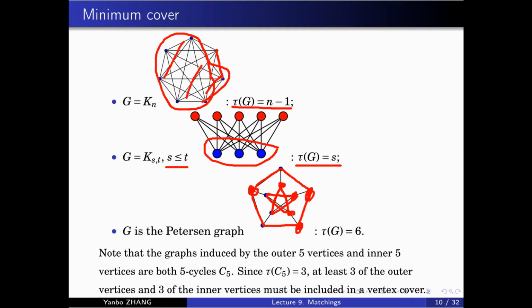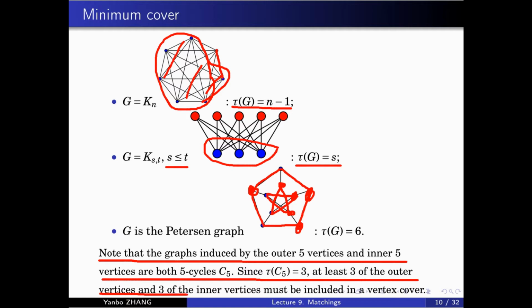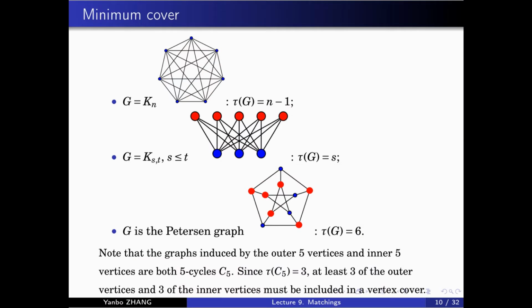Let me read this note again. Note that the graphs induced by the outer 5 vertices and inner 5 vertices are both 5-cycles C5. Since tau(C5) equals 3, at least 3 of the outer vertices and 3 of the inner vertices must be included in a vertex cover. So for a Petersen graph, tau(G) equals 6. The 6 red vertices form a vertex cover of the Petersen graph.